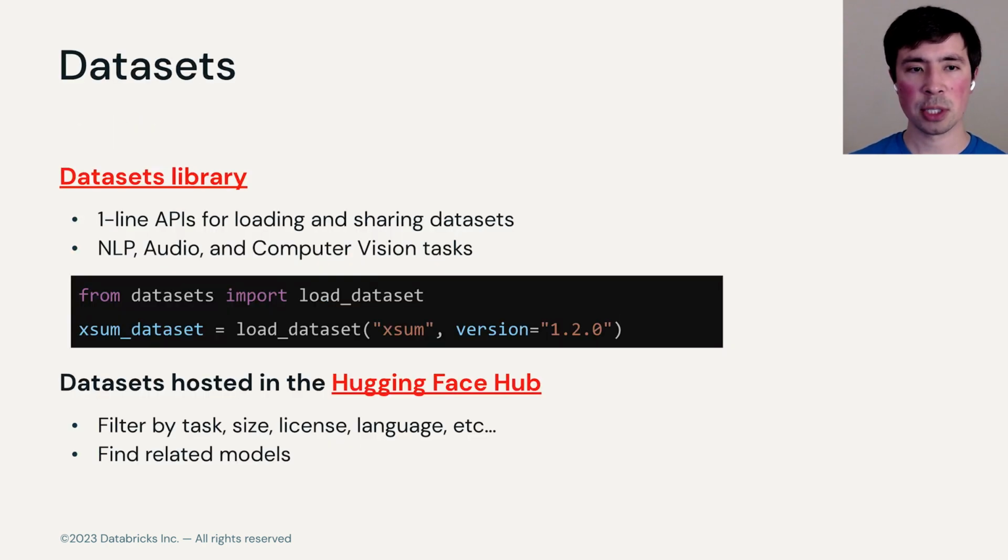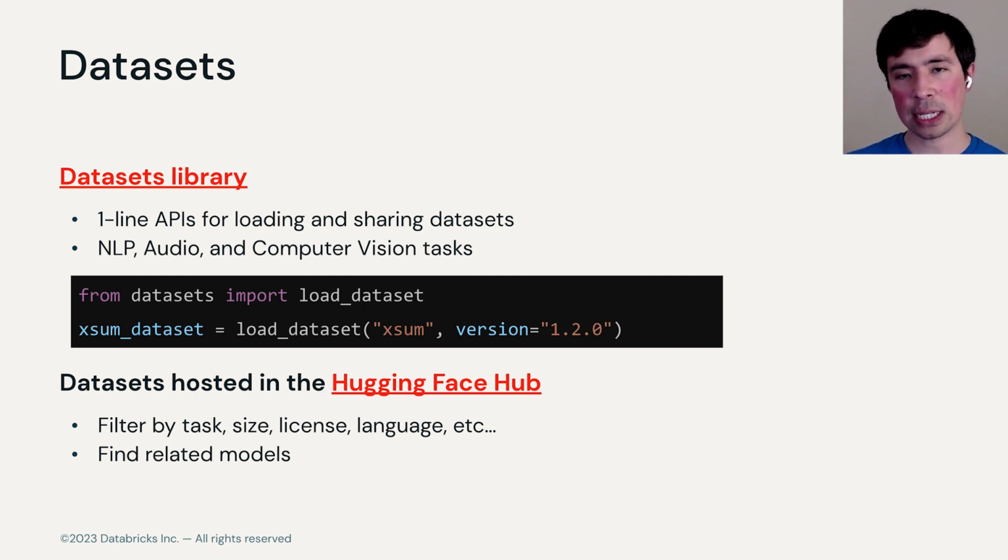That's enough about Transformers, so let's say a word about datasets. The library offers one-line APIs for loading and sharing datasets. We'll talk about NLP, but there's also audio and vision. The Load Dataset API not only lets you specify the dataset name, but also a version number. That can be valuable for maintainability of code.